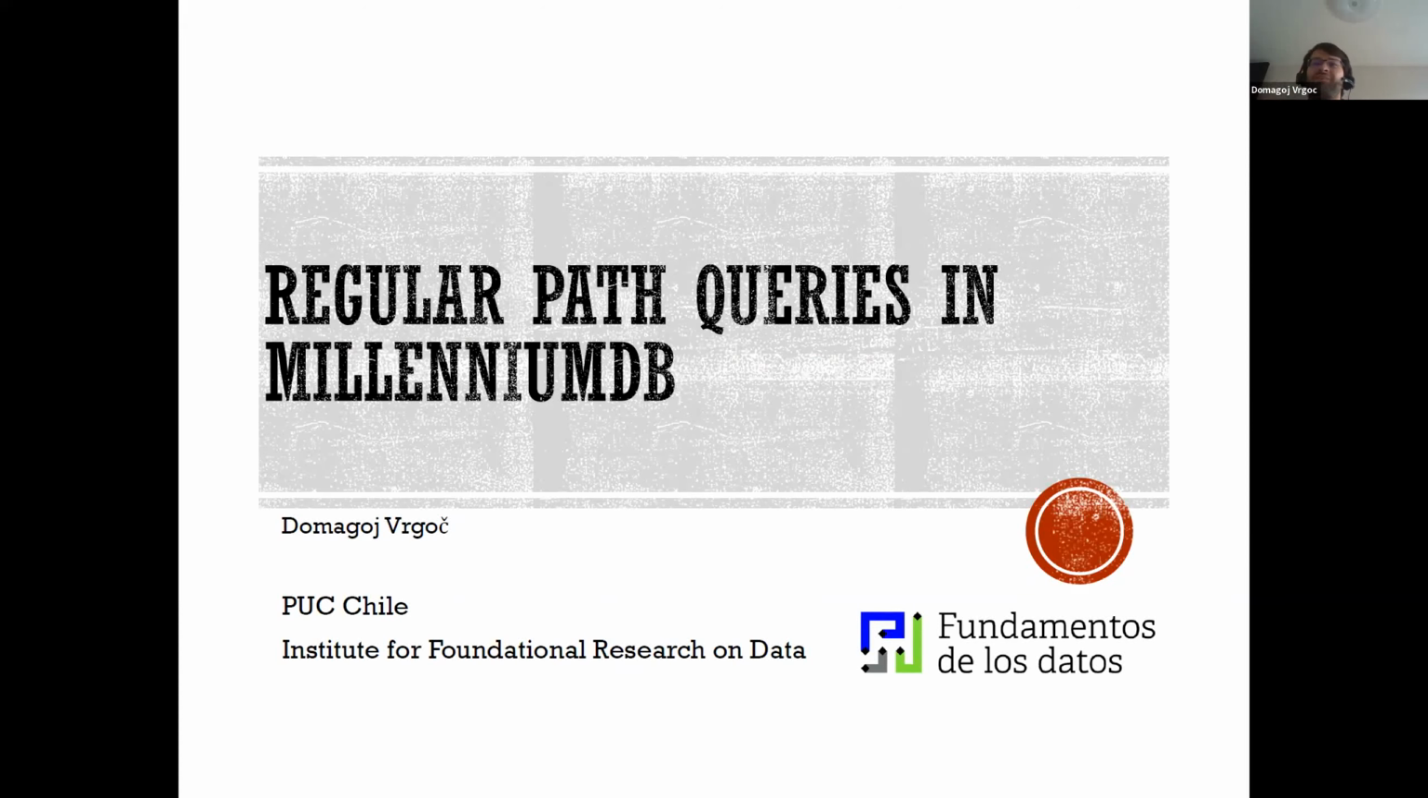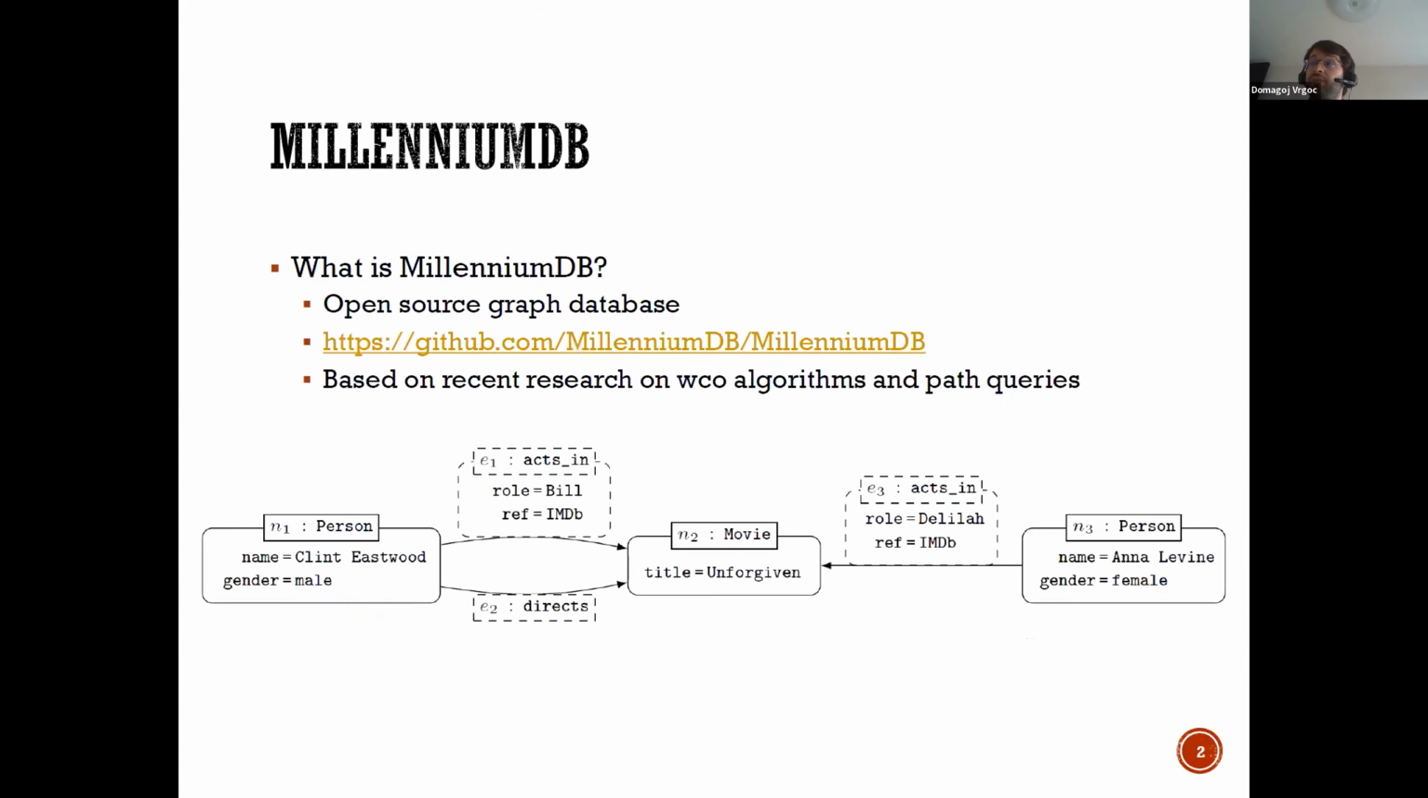Okay, so a quick talk about this system. I'm, by the way, Domagoj Vrgoč from PUC Chile and Institute for Foundational Research on Data. And I'm going to talk about this system that we've been building that's called MillenniumDB. So let's see, what is this? It's an open source graph database system. So you can download it.